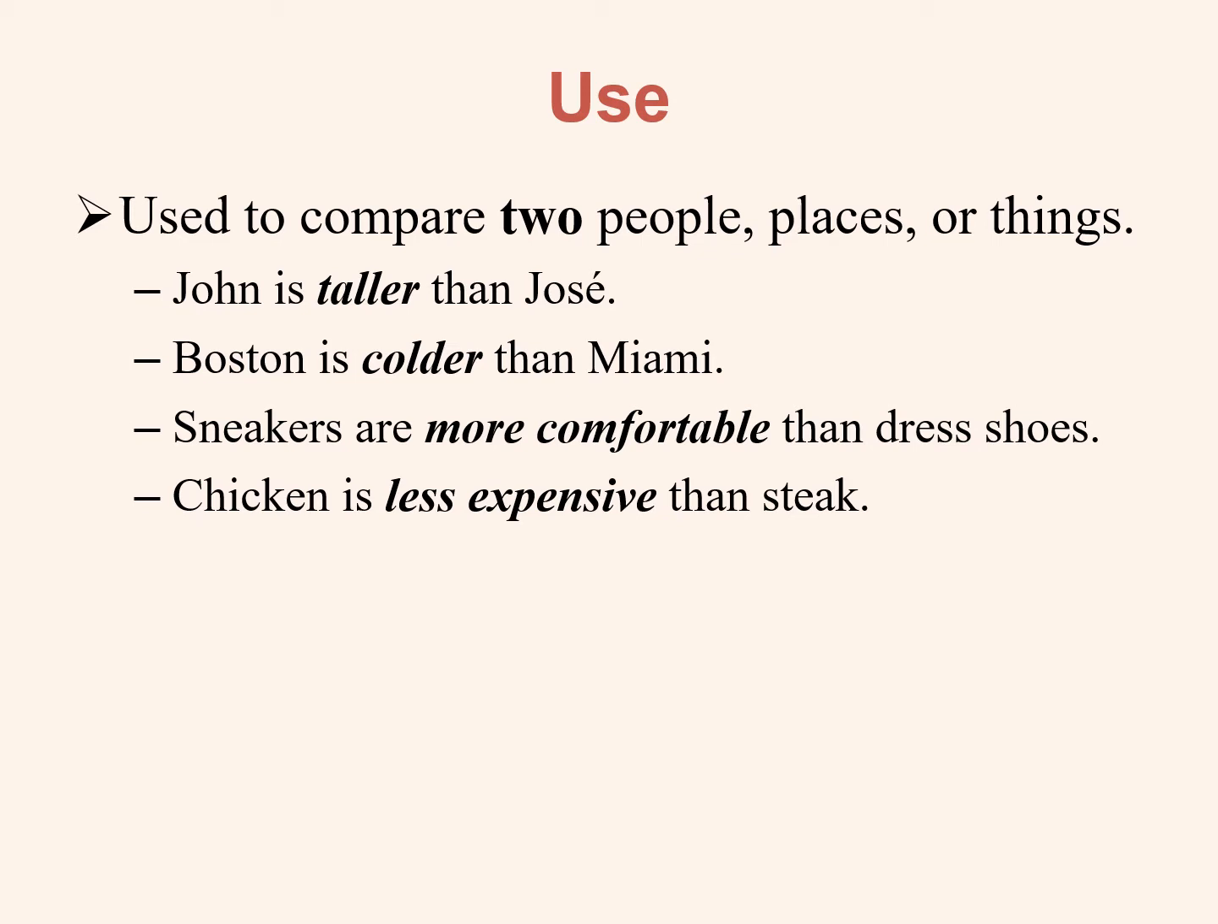For example, John is taller than Jose. Here we are comparing John and Jose. Boston is colder than Miami. Here we're comparing two places, Boston and Miami. Sneakers are more comfortable than dress shoes. Here we are comparing two things, two different kinds of shoes.